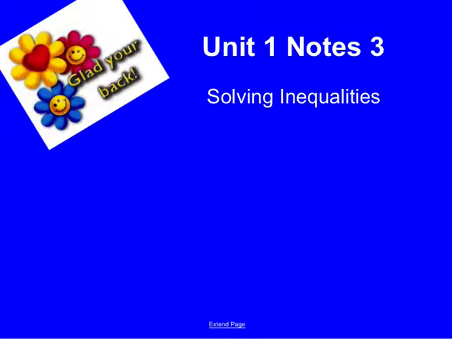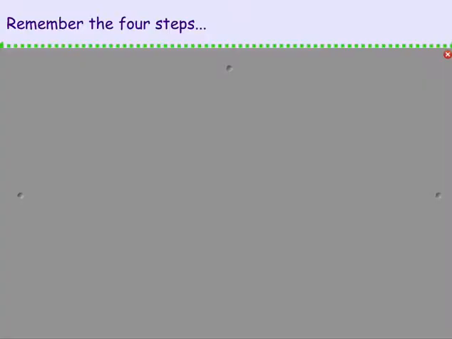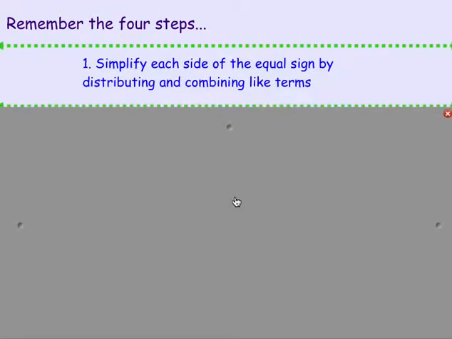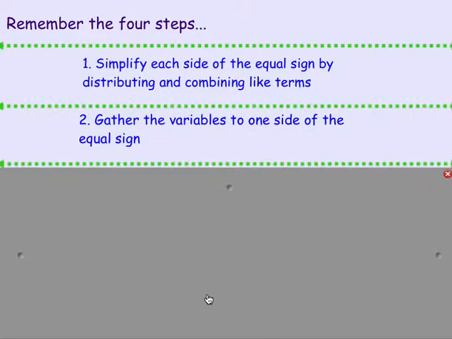We're going to be using a lot of the same steps we used yesterday, so go ahead and get them written on the note sheet. They're already partially written on there for you. First of all, simplify each side of the equal sign by distributing and combining like terms on each side so that you have it simplified. Then collect all your variables, all your letters, to one side. Again, if I'm talking too fast, go ahead and pause the video to get it written down.